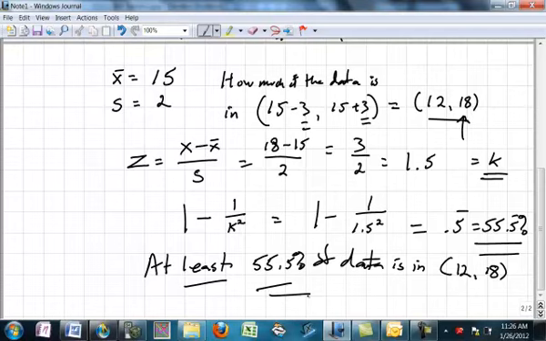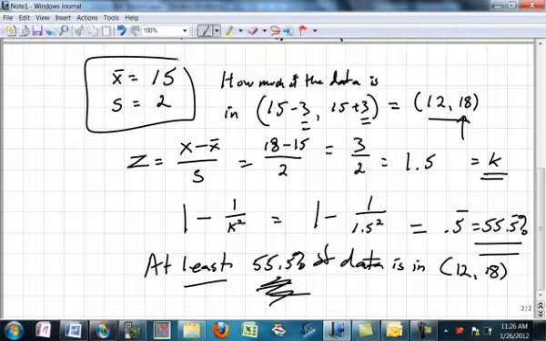It is possible to make up a data set where you get exactly this percentage with this information in talking about that interval. Okay? But most data sets are going to have a higher number than that. So this is a worst case scenario.